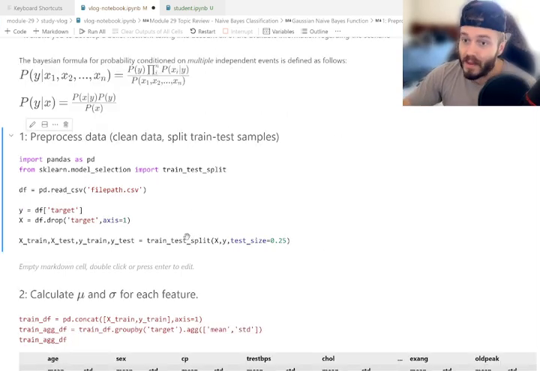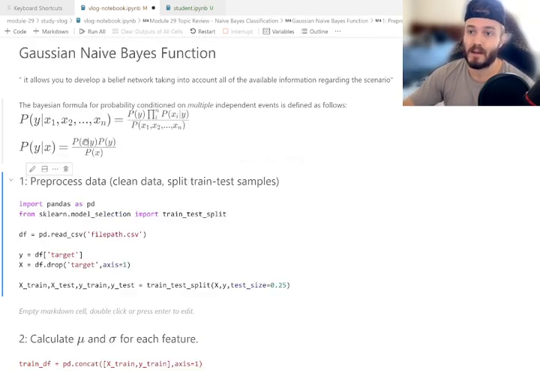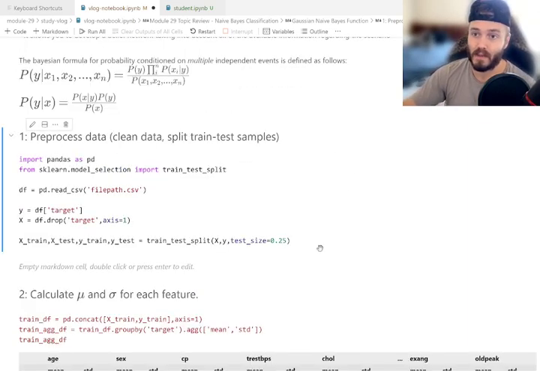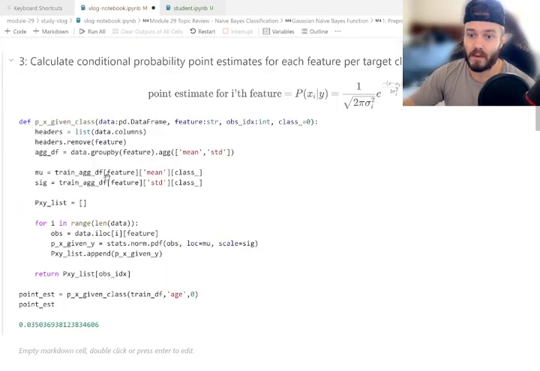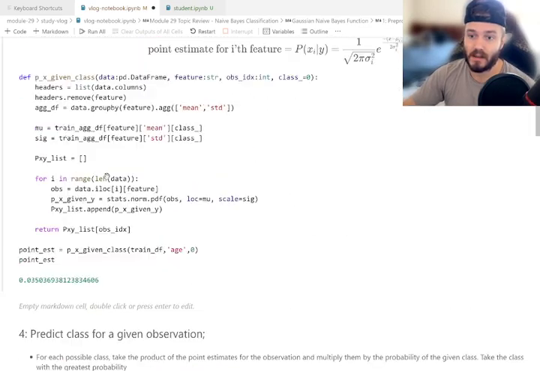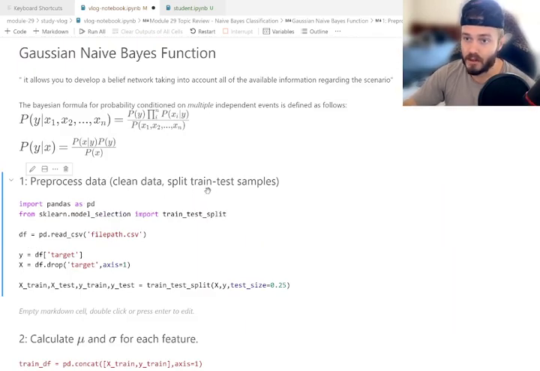So, how do you do all that with code? How do you do this in Python, basically? So we have 5 steps outlined here. First, you're going to pre-process your data like you always do. You're going to import your data from whatever CSV file you have, assuming that you're getting it from a CSV file.